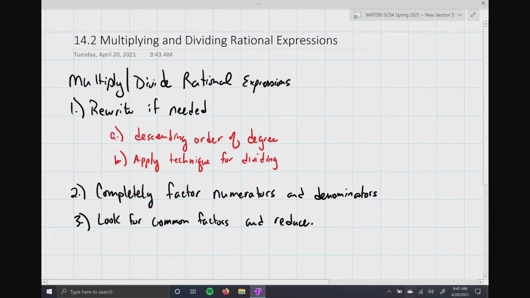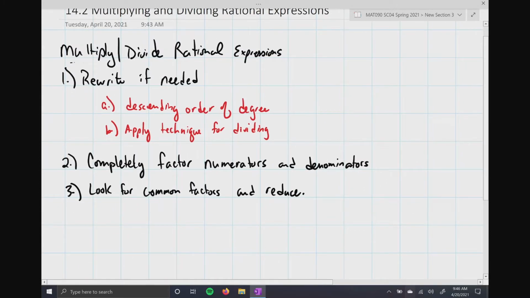You're just going to look for those common factors and reduce. And that's it. If you follow those 3 steps, you could do every single problem. Now, I promise you we'd start off with an easy one, and we're going to. Five over 21 times 7 over 25.